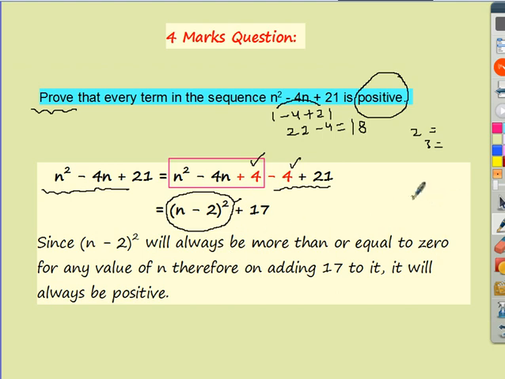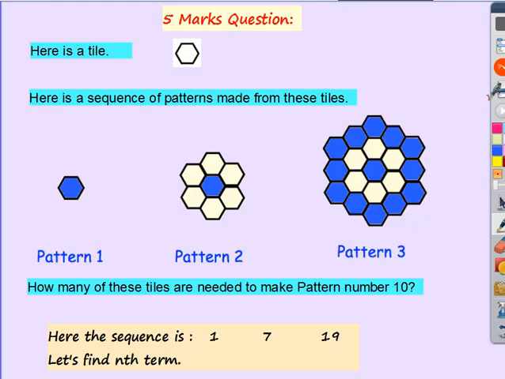If n is 2, then it will be 0. So I have written, since (n minus 2) square will always be more than or equal to 0 for any value of n, therefore adding 17, it will always be positive. So we have proved. You have to write it. First thing you have to write in the form of square, and then you can write proved. Easy. Let us move to my last question.